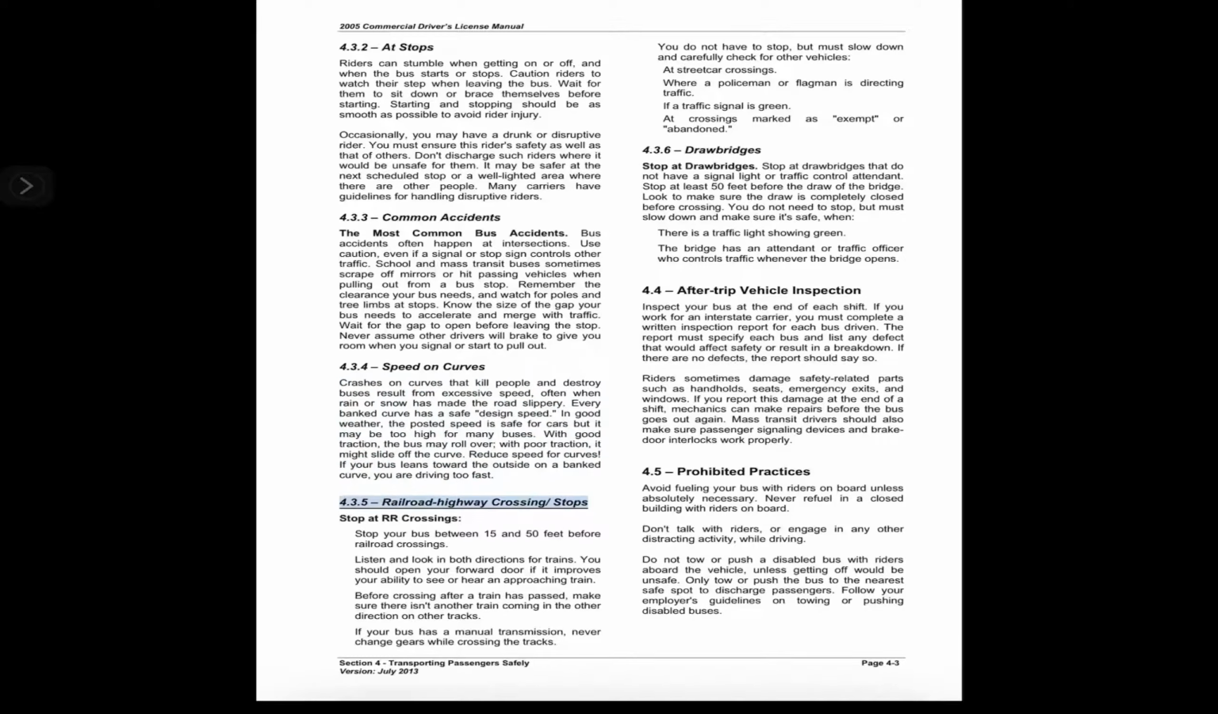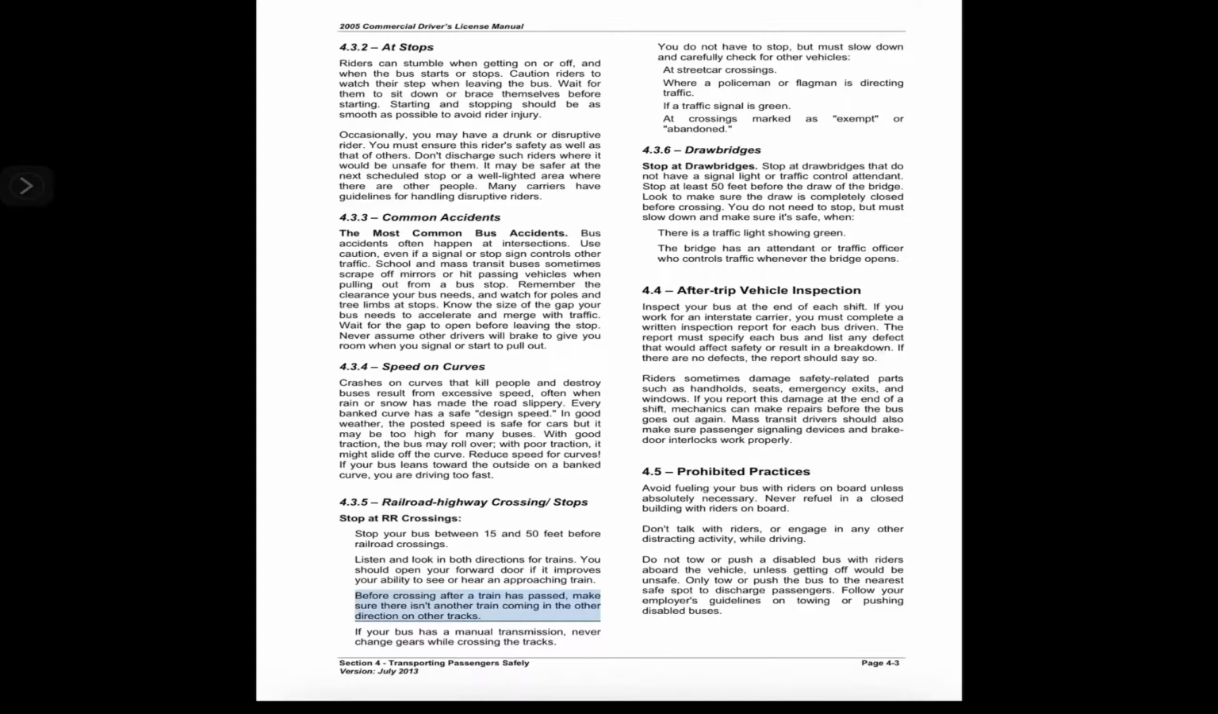4.3.5 Railroad highway crossing stops. Stop at RR crossings. Stop your bus between 15 and 50 feet before railroad crossings. Listen and look in both directions for trains. You should open your forward door if it improves your ability to see or hear an approaching train.